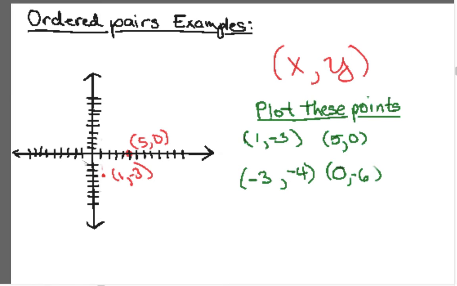-3, -4, we would go -3 in the X. 1, 2, 3, and then down 4. 1, 2, 3, 4. There would be that point. And 0, -6. Try to make your spaces a little bit more consistent than I did there. Sorry, I'll put that extra line there. 1, 2, 3, 4, 5, 6. So there's that point. And that is a y-intercept.